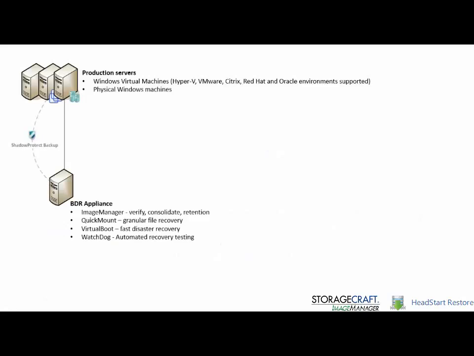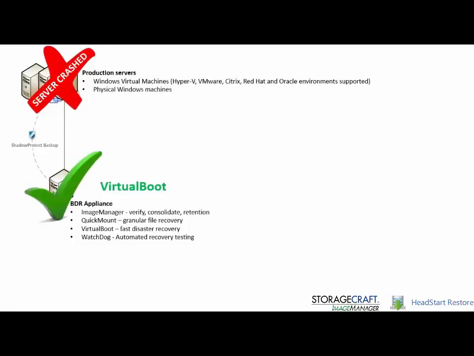So the first thing we have up the top left is showing your production servers on site using ShadowProtect continuous incremental backups to an image repository. This is showing a BDR appliance, and I can use this to show you the server fails. We've got our virtual boot technology which can recover directly off those compressed images. Where HeadStart Restore fits in is the next step.